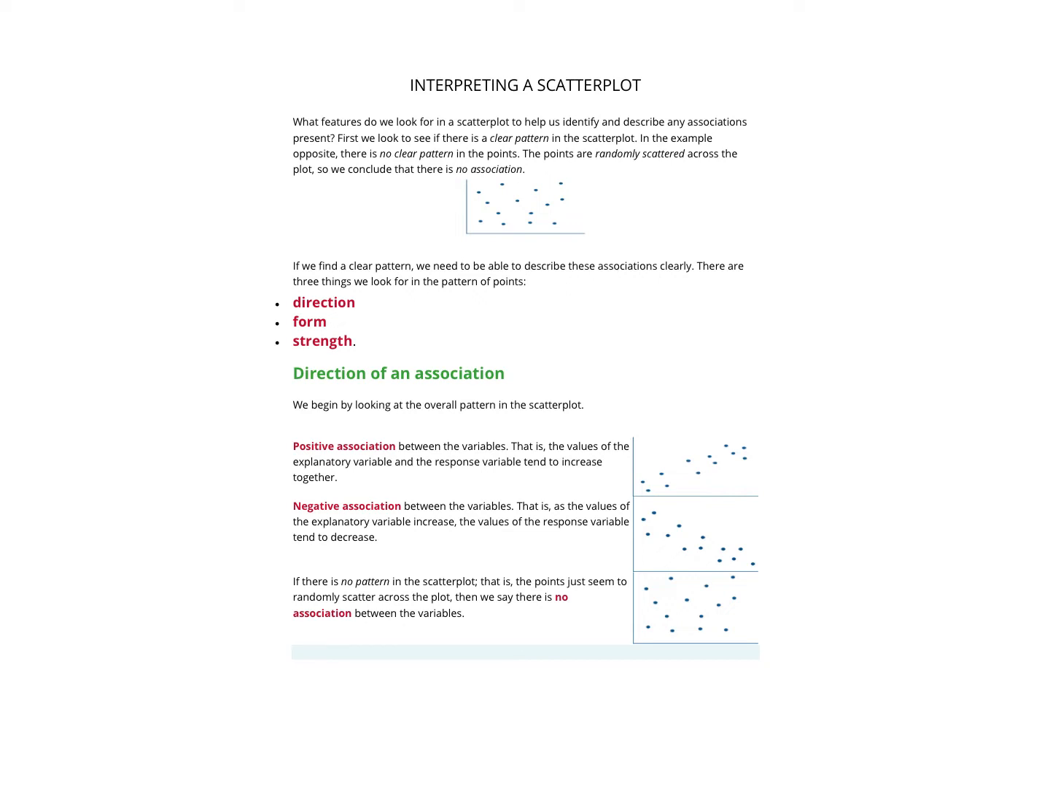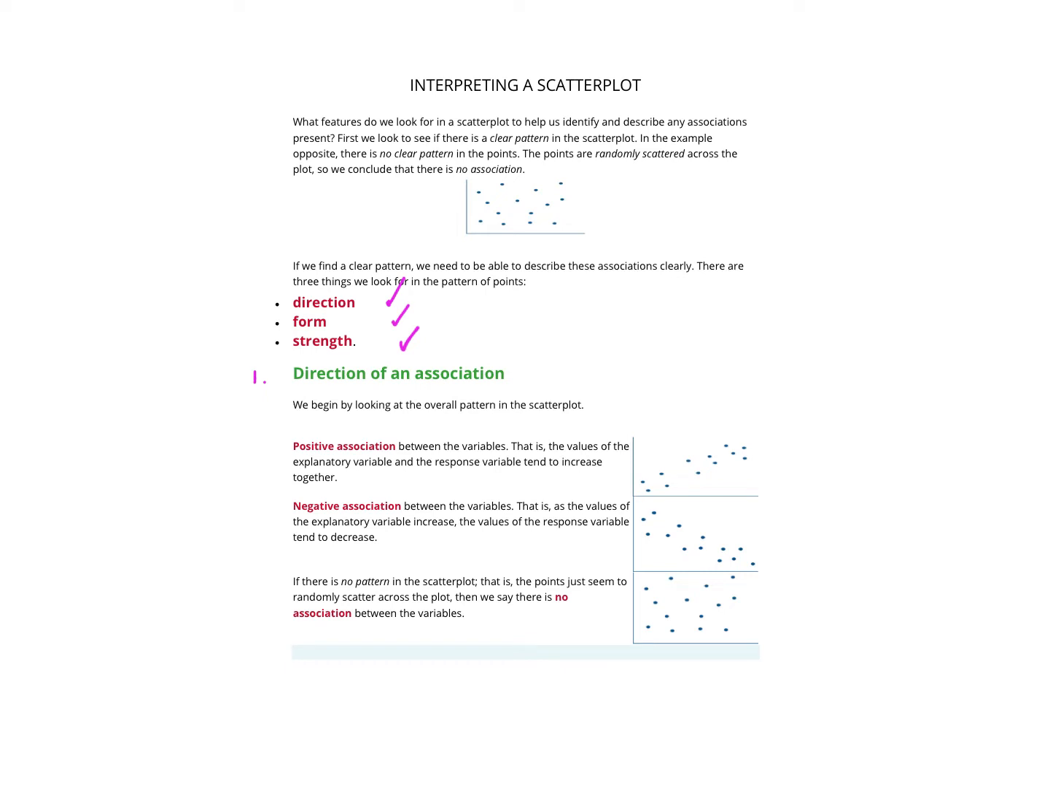So when we are talking about a scatter plot, there are three things that you should always talk about. The first thing is its direction, its form, and its strength. So let's talk about direction first of all. We'll go in order. So the direction of an association.